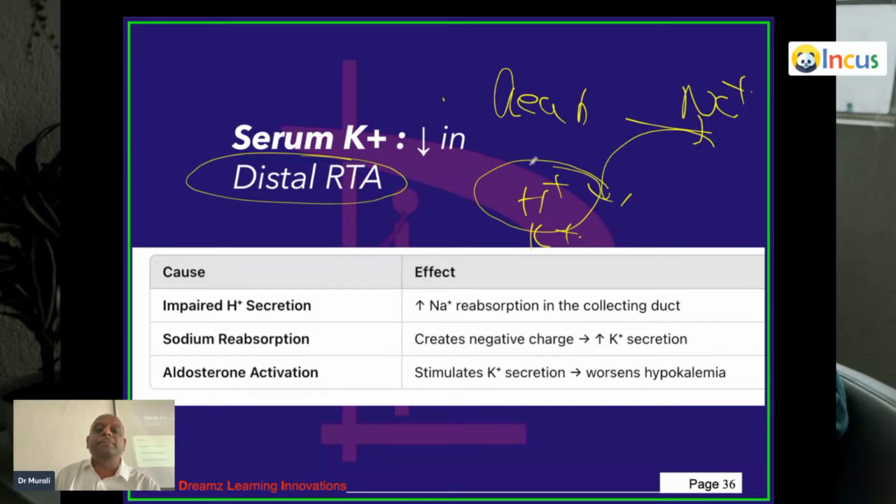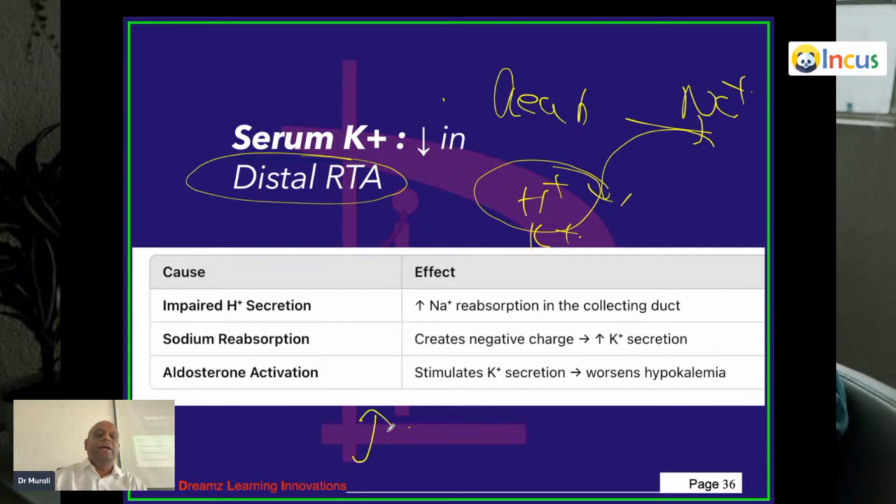Sodium, what should happen to sodium? Hypernatremia. Sodium retention is related to H plus secretion. No, if H plus secretion is impaired, sodium reabsorption should also be impaired. Somewhere it went wrong. Right? Sodium reabsorption should get affected if H plus secretion is affected. So for now, I'll keep this in the side bin.